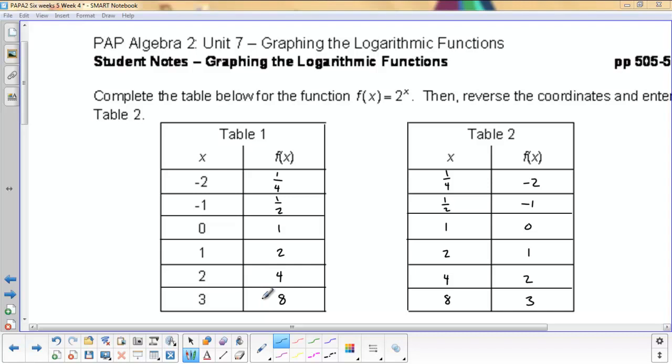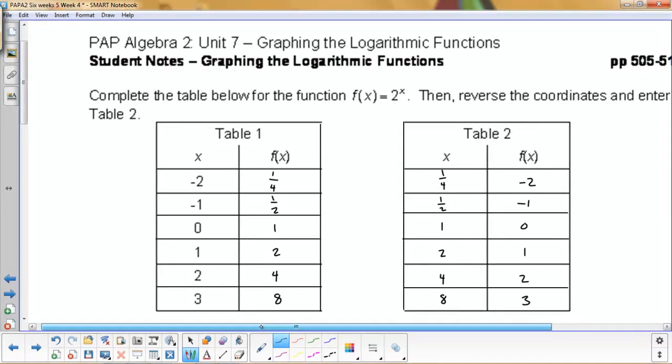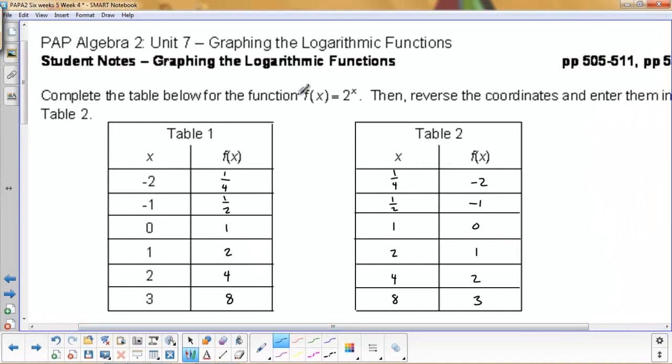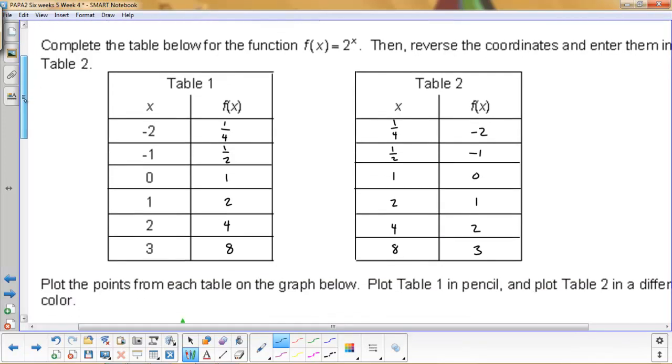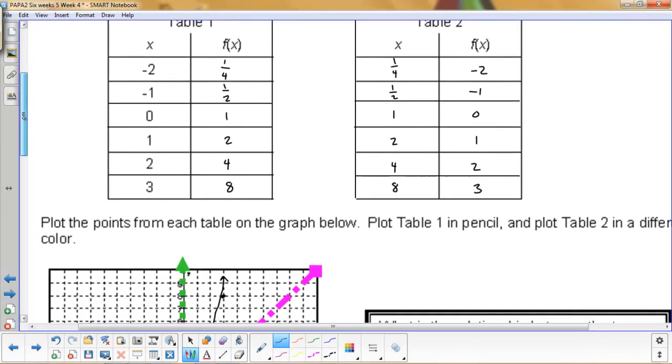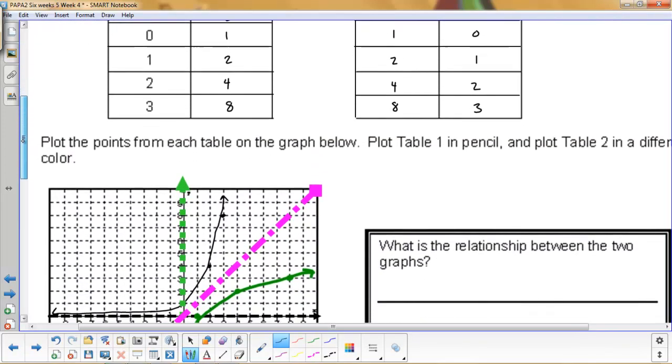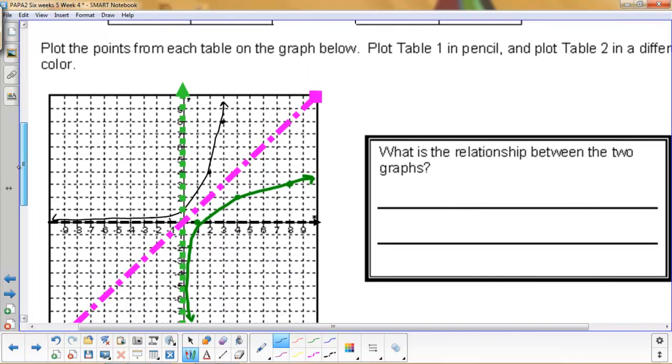Graphing logarithmic functions, we're going to begin by filling out the table using the function f of x equals 2 to the x power. Once we do that, then we're going to reverse the coordinates and use that to enter the values into the table. So we look very carefully at each table. Notice the values are just reversed, and then we're going to graph both of these plots of ordered pairs on the graph below.